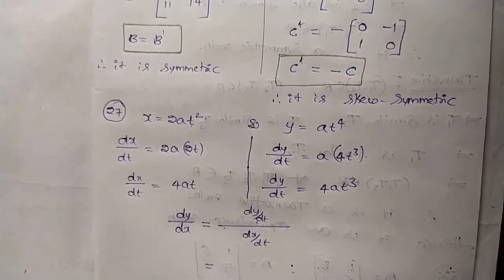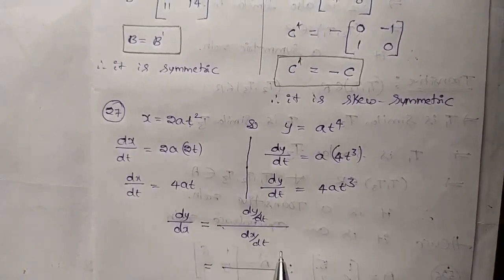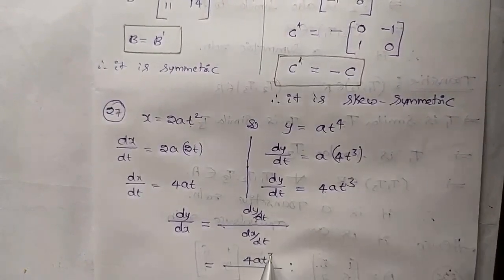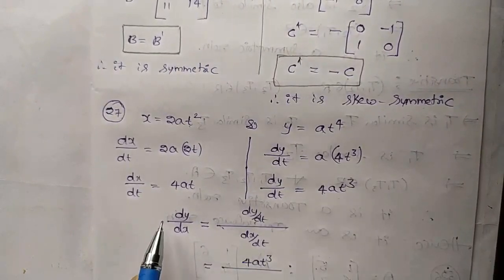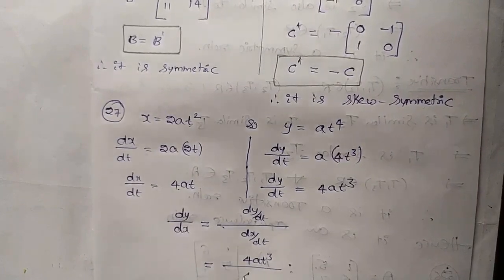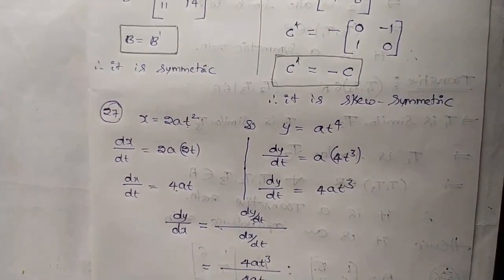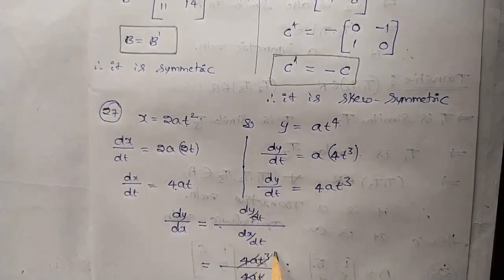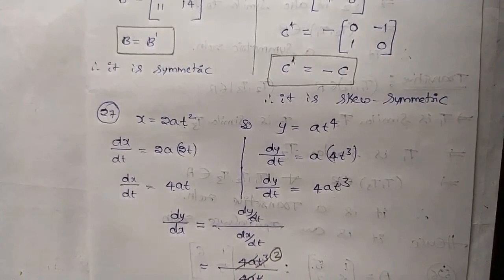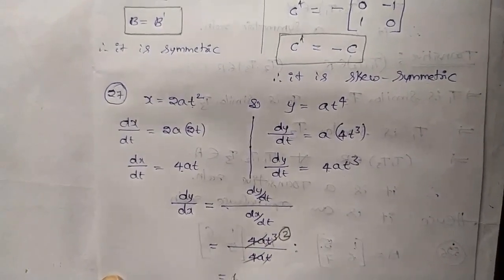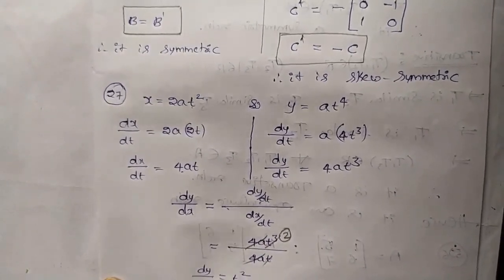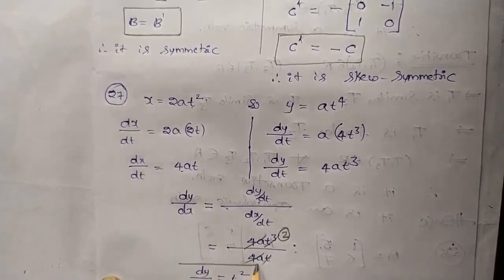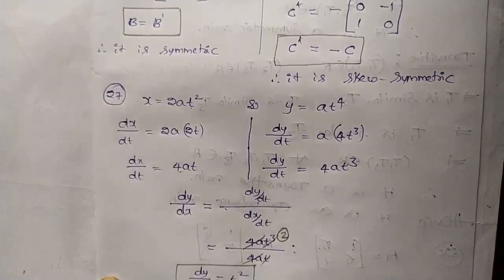Substitute dy by dt and dx by dt in this. dy by dt is 4at cube, dx by dt is 4at. Now 4a will get cancelled, t and t cube will get cancelled, and t square will remain. Therefore dy by dx equals t square. Hence it is the solution for this 27th question.